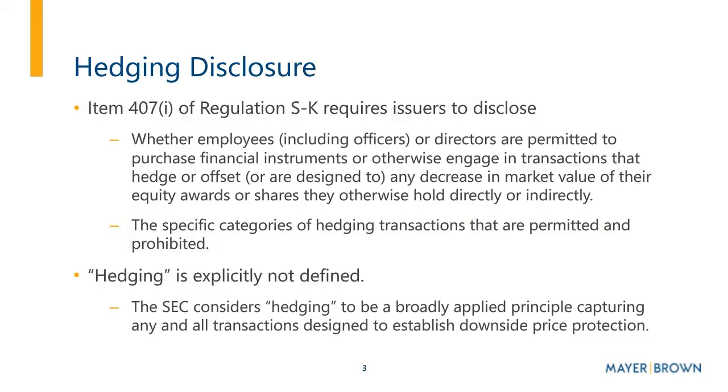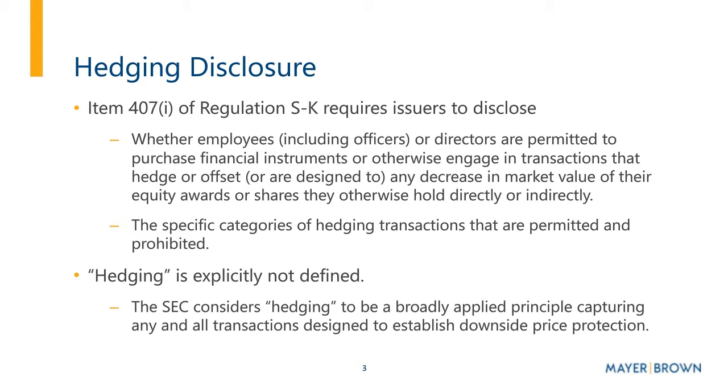Thank you, Laura. Let's begin with Hedging Disclosure, which is a new requirement for the 2020 proxy season. In December 2018, the SEC adopted new Item 407(i) of Regulation S-K, which requires issuers to disclose hedging policies and practices, specifically whether employees, including officers, and directors are permitted to purchase financial instruments or otherwise engage in transactions that hedge or offset, or are designed to hedge or offset, any decrease in the market value of the issuer's securities, and the specific categories of hedging transactions that are permitted and prohibited by the issuer's policies and practices.